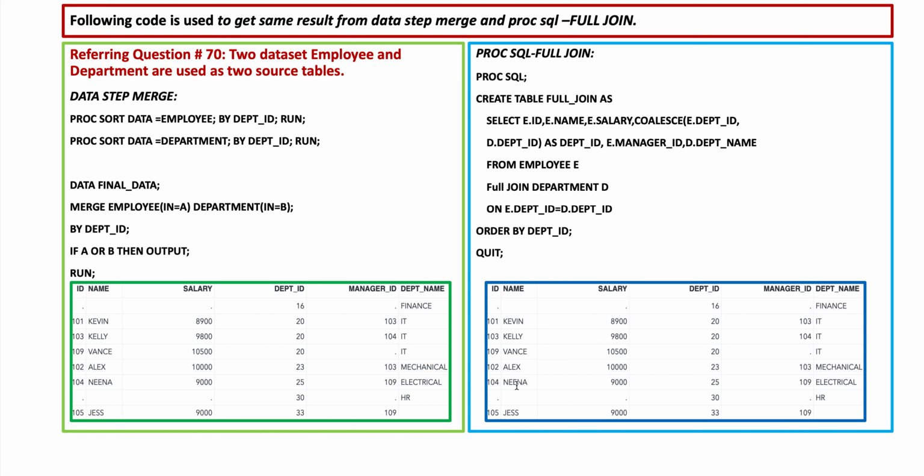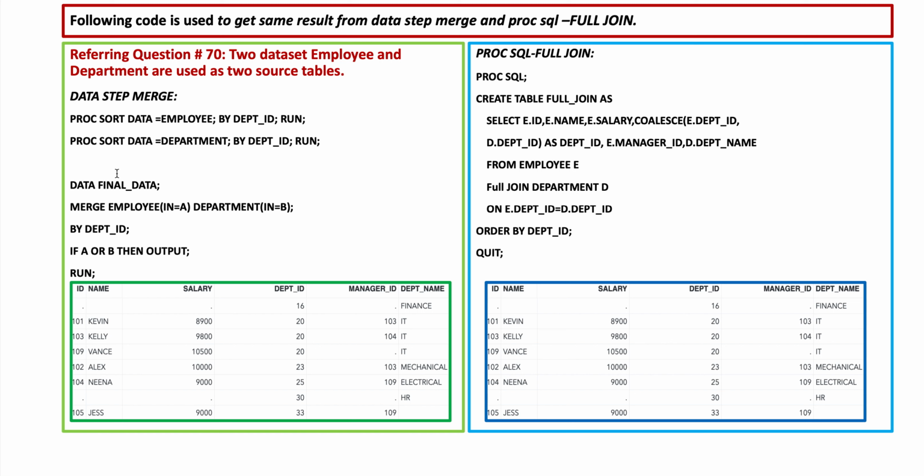To explain this question, the following two datasets are used, employee and department. The employee dataset has 6 records and 5 variables, and the department table has 5 records and 2 variables. First of all, data step merge. Before using the merge statement, we have to sort the data by certain variable on which these two datasets are going to merge.